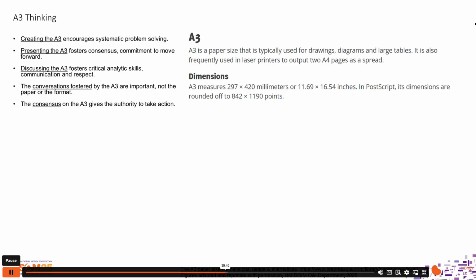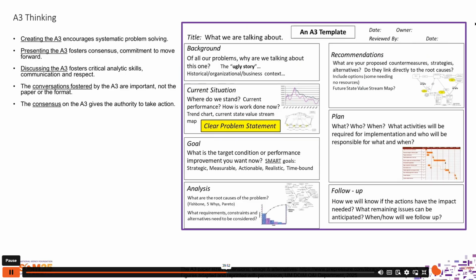Another favorite tool of mine is called the A3. So A3 is a size of paper, and the dimensions are shown here. Long story short, it's a big piece of paper. So it gets its name from the size of the paper. But what it is, is a working document that we use to fix a problem. And it's used by dividing the paper into sections that basically force us to address certain areas of solving problems. Understanding the background or the ugly story, assessing our current situation, creating a goal of what we want to improve, doing analysis and implementing recommendations, along with a plan and follow-up. So it's all done on this piece of paper.